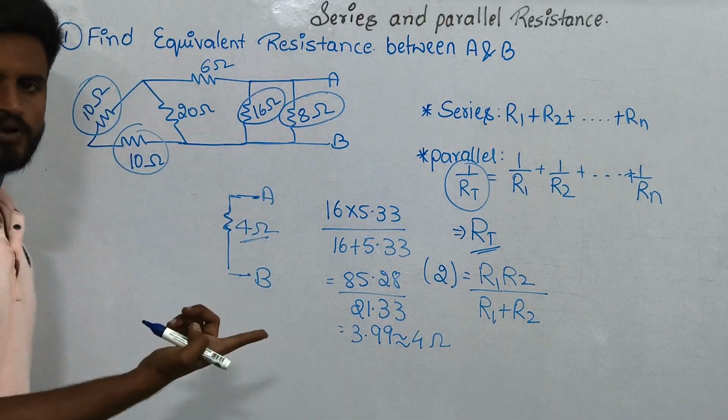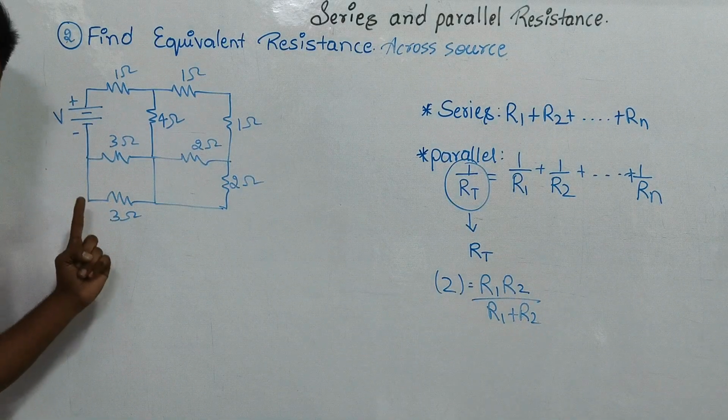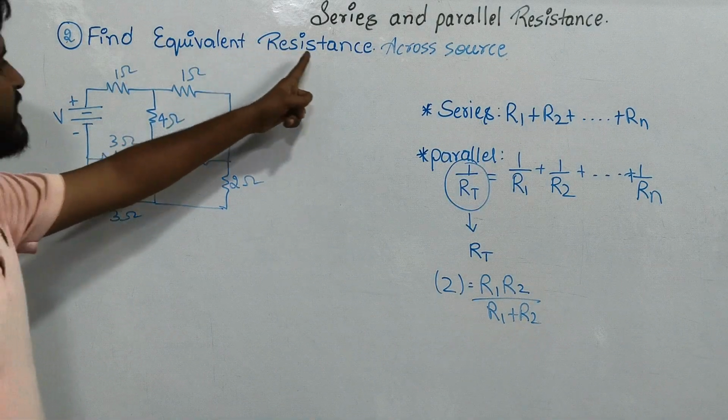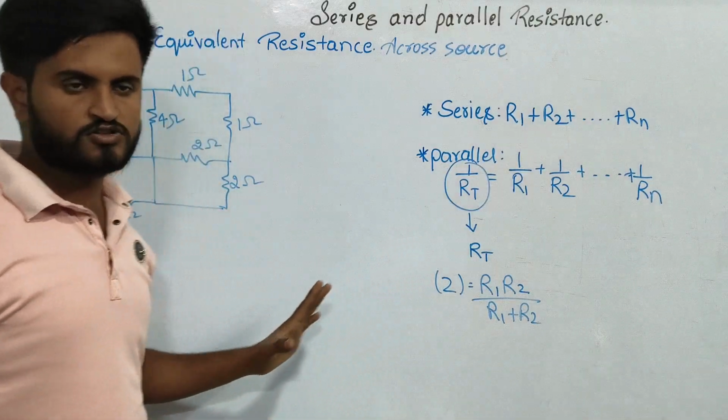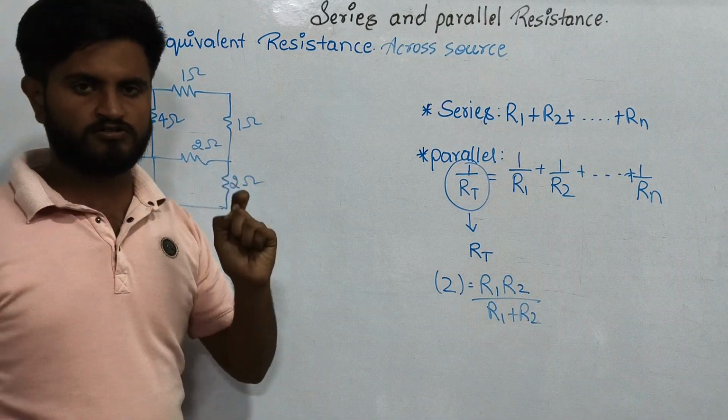So let's solve another problem. You will get it much more easily. Now if you see, this is the second question. Find the equivalent resistance across the source. So what is the source here? Voltage source is there. We must find the equivalent resistance across that source.